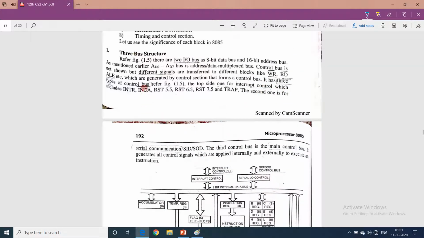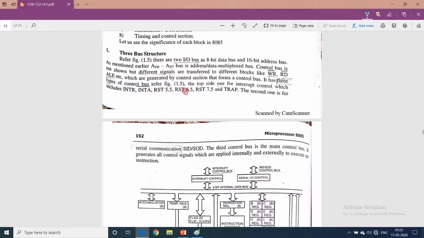It has three types of control bus. One is for interrupt control, which we just now discussed. It includes INTR and INTA. If you remember, INTR is an interrupt. INTA is to acknowledge that I have received an interrupt. It acknowledges the input output device that I have received the interrupt, and the further process I will be doing. That is, the microprocessor acknowledges the input output device.